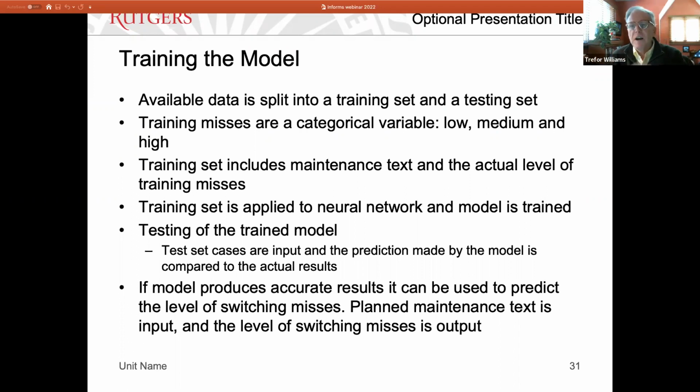We found we couldn't just predict a number of misses. That was too difficult a task for the data we had. So we did low, medium, and high switching misses, same as with my cost prediction way back when. And so we applied it to an advanced neural network model, the LSTM. And then once it's trained, you can give it new input and it makes a prediction of what the level of switching misses will be.